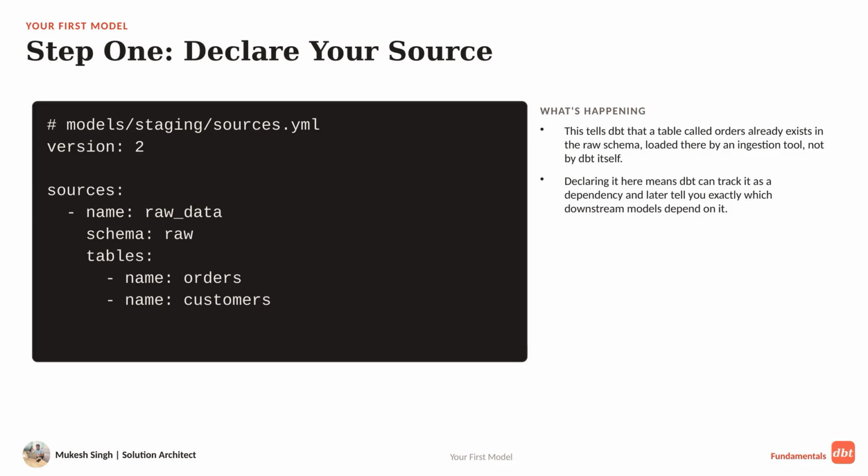Before writing our first real model, we declare a source. This small file tells DBT that a table called orders already exists in the raw schema, loaded there by an ingestion tool, not by DBT, declaring it here.